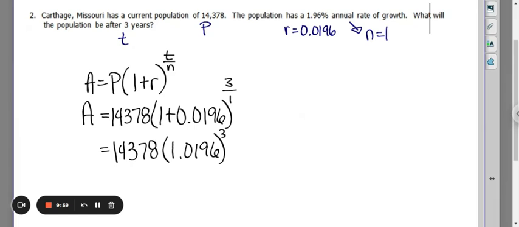And I get 15,240 point. What'd you get? 1-1. 1-1.